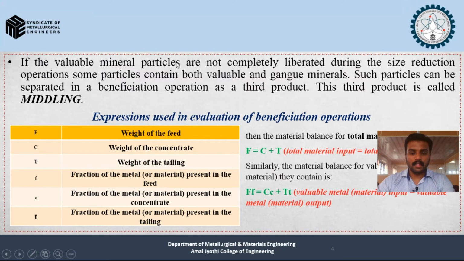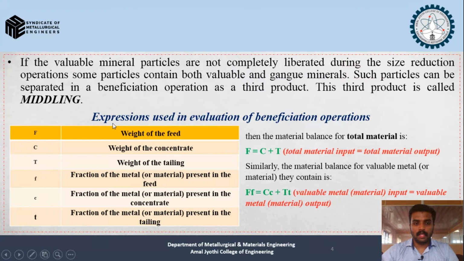In the previous slide, we already mentioned what we mean by tailing as well as concentrate. But we have an intermediate state called middling, that is the valuable mineral particles that are not completely liberated during the size reduction operation. There are some particles in between. Some particles are termed middlings, and this contains both the valuable as well as the gangue material. Such particles can be separated by a further, third, mineral beneficiation operation. We term this product middlings.